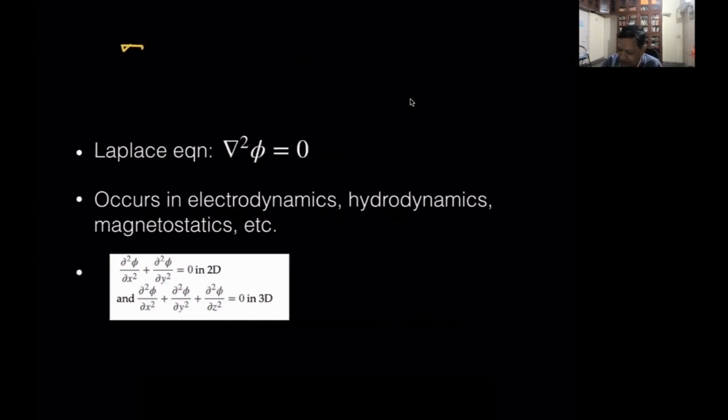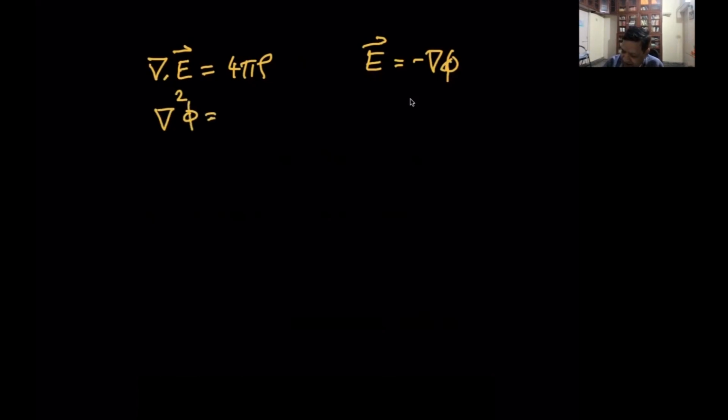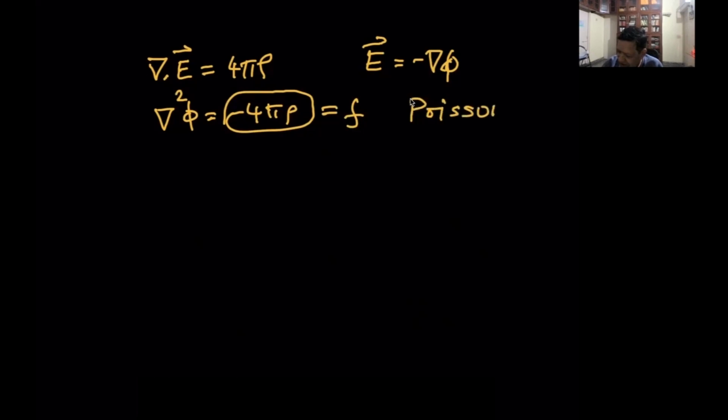remind you. In electrodynamics, we have divergence of electric field is, in CGS units, 4 pi rho. Rho is charge density. This is one of the Maxwell's equations. Now, electric field is written as the gradient of a potential. So if we substitute here, we'll get the Laplacian of phi equals 4 pi rho. So the right hand side I normally write as F, and this equation is called Poisson equation, which we will also discuss today.